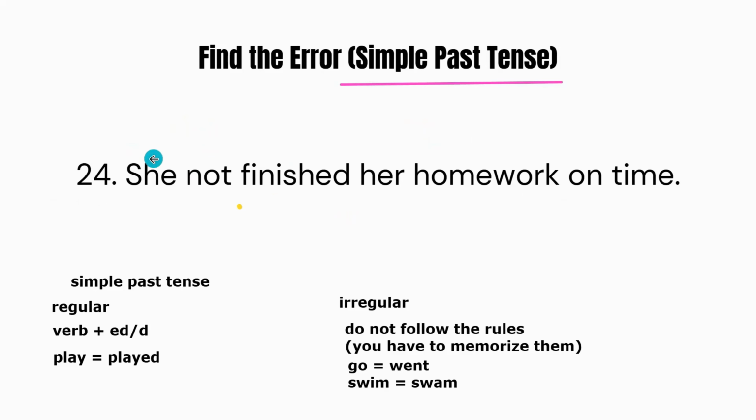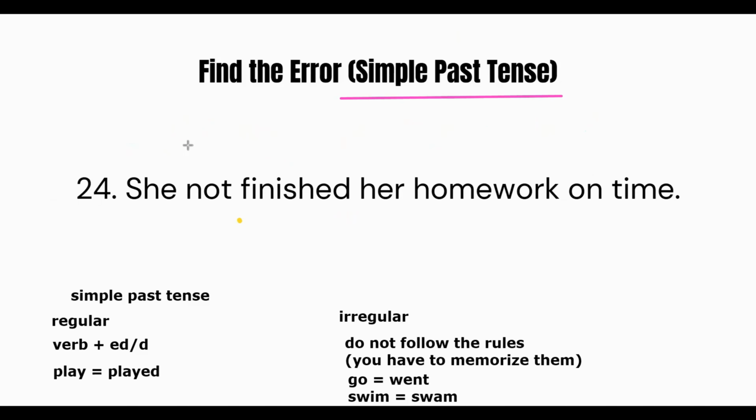24. She not finished her homework on time. So this sentence is in its negative form. So we would have to cross this out. This is our mistake. And to correct the sentence, we would say, she did not finish her homework.